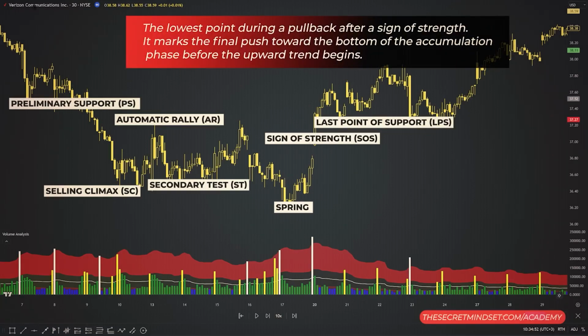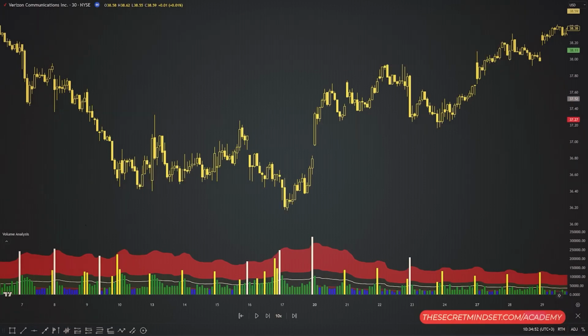This is the lowest point during a pullback after a sign of strength. It marks the final push toward the bottom of the accumulation phase before the upward trend begins. The last point of support creates a higher low, and then the price starts going up again aggressively.